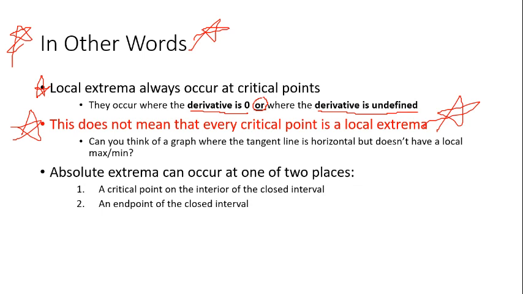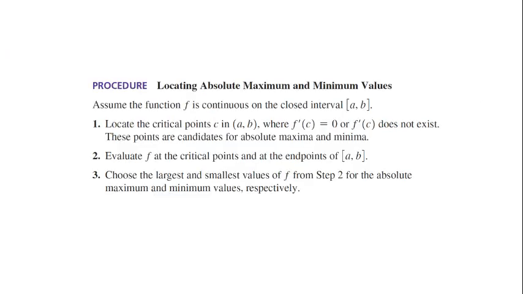Now, absolute extrema can occur at one of two places. They can occur at a critical point on the interior, or they can occur at the endpoint on a closed interval. So definitely make sure that you copy down this slide, because this slide summarizes everything and is extremely important. We're going to focus first on the absolute extrema. They occur at one of two places, either at critical points on the interior or at endpoints.